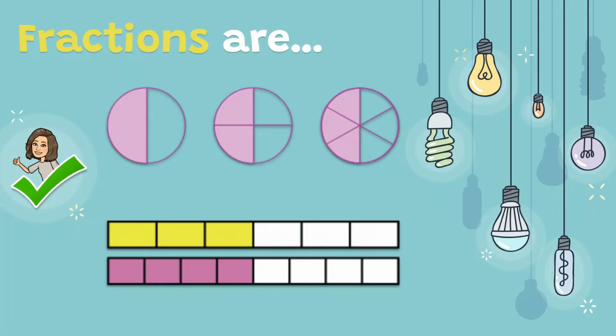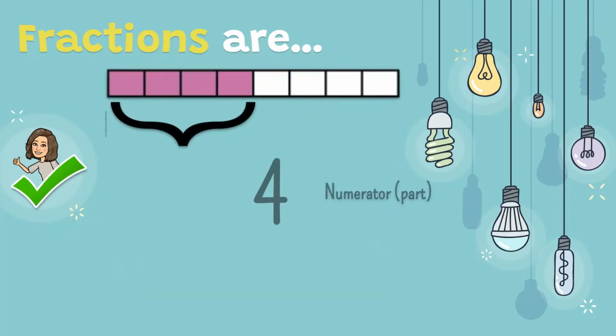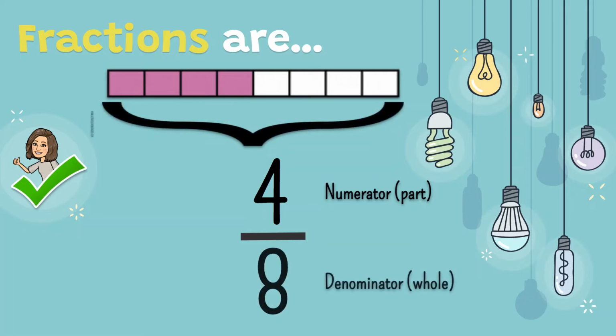When written, a fraction has a numerator, which tells how many parts there are. And the denominator tells how many parts it takes up to make up the whole. If you aren't familiar with what a basic fraction is, you might not be ready for this lesson.